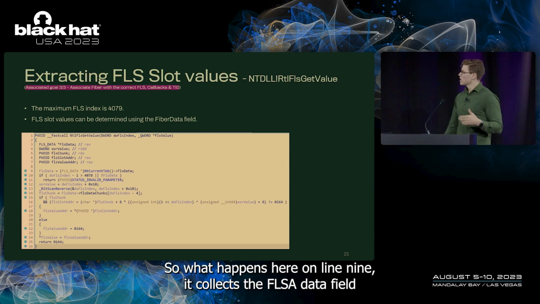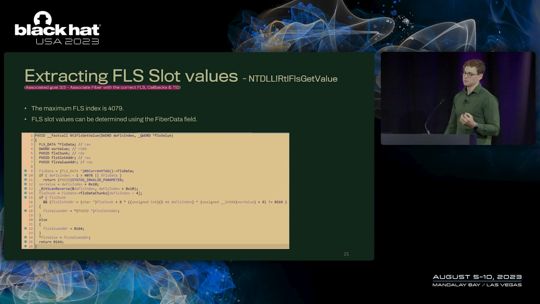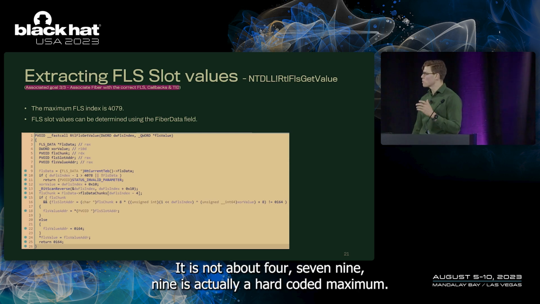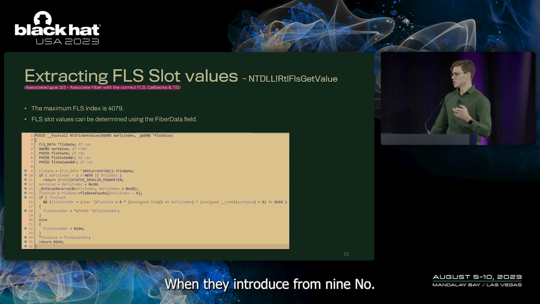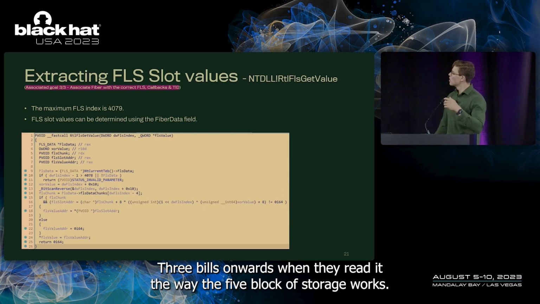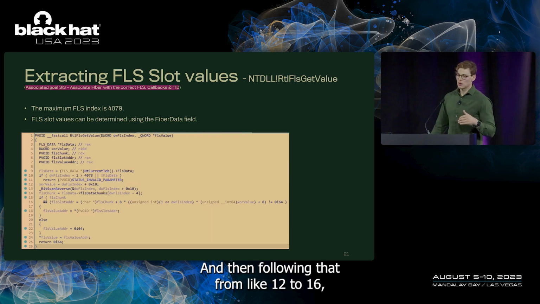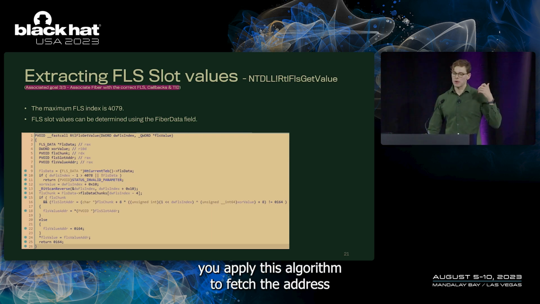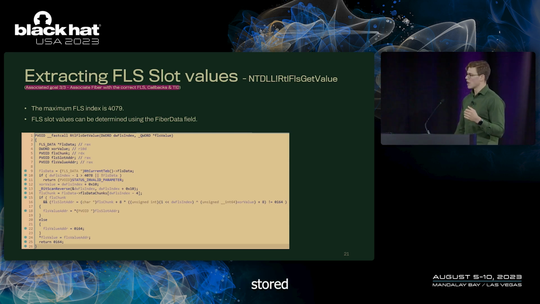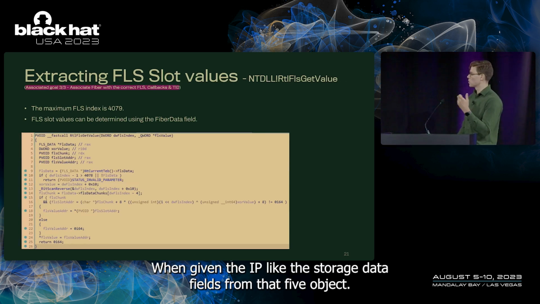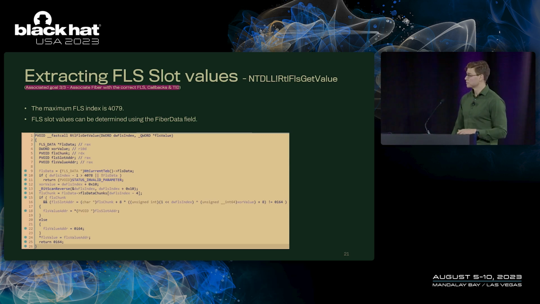So what happens here on line 9, it collects the FLS data field. Then following this, on line 10, it checks the index value supplied to it is not above 4079. Now, this is actually a hard-coded maximum when they introduced from 1903 builds onwards, when they redid the way that fiber local storage works. And then following that, from lines 12 to 16, it applies this algorithm to fetch the address of the value stored in the fiber local storage slot, when given the fiber local storage data field from that fiber object.